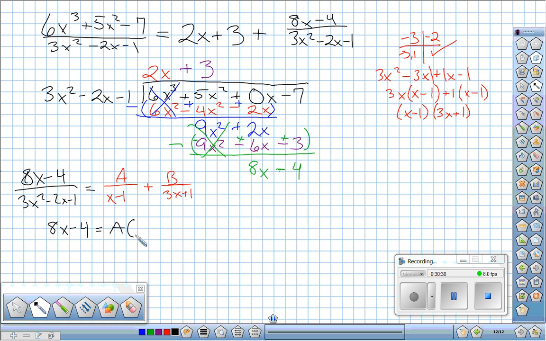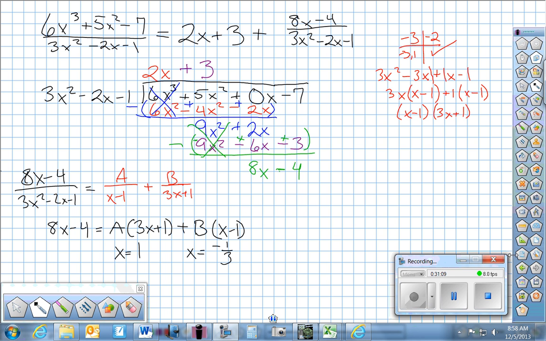times 3x plus 1 plus b times x minus 1. Then the steps you're going to take are you're going to plug in x equals positive 1 at some point and figure out what a equals. And then you're going to plug in x equals negative 1 over 3. Then you're going to go through the decomposition that we've been doing.